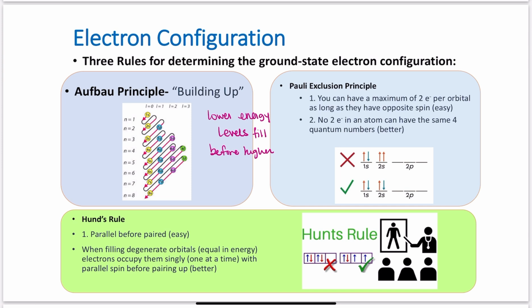Build it up. We've got the Pauli Exclusion Principle. The Pauli Exclusion Principle says you can have a maximum of 2 electrons per orbital as long as they have opposite spin. That's the easy way of saying it. The real way of saying it is that no 2 electrons in an atom can have the same 4 quantum numbers. Basically, no 2 electrons can have the exact same space.